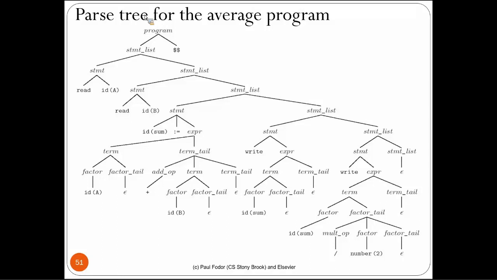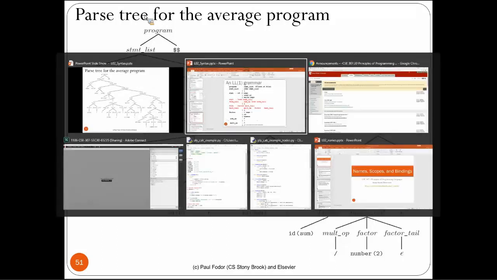And all of this is deterministic. Basically, the non-terminal together with the input token, the first token in the input stream, tells us use a production rule or match a token. Any questions?